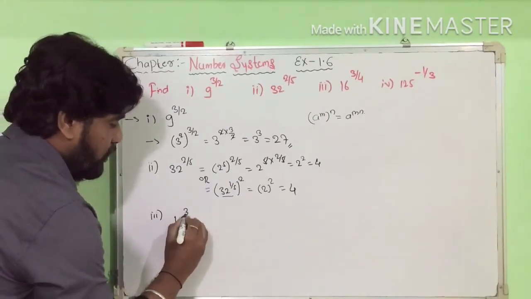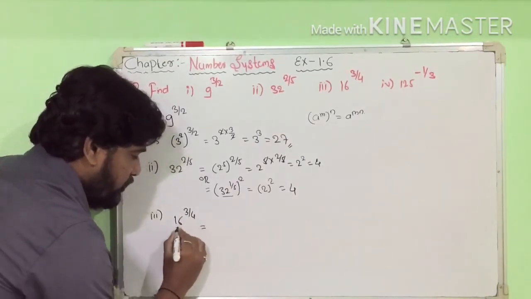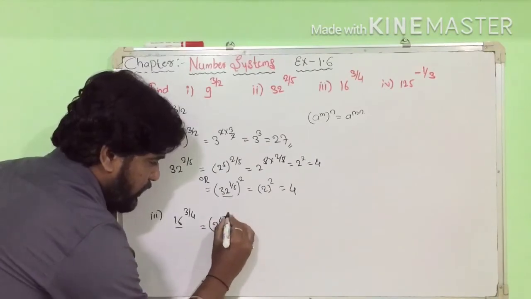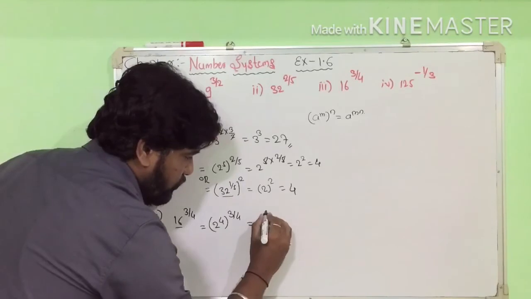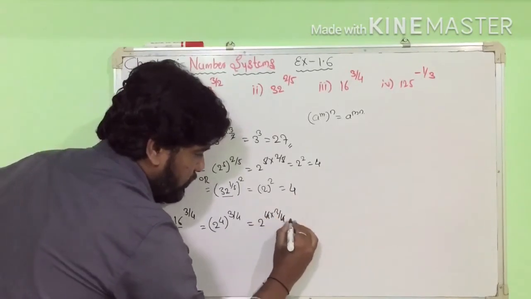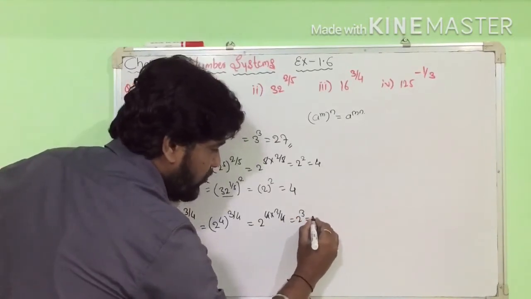16 raised to 3 by 4. So here 16 we can write 2 raised to 4 and here 3 by 4 as it is. So this is equal to 2 raised to 4 into 3 by 4. These two cancel, we got 2 raised to 3 is equal to 8.